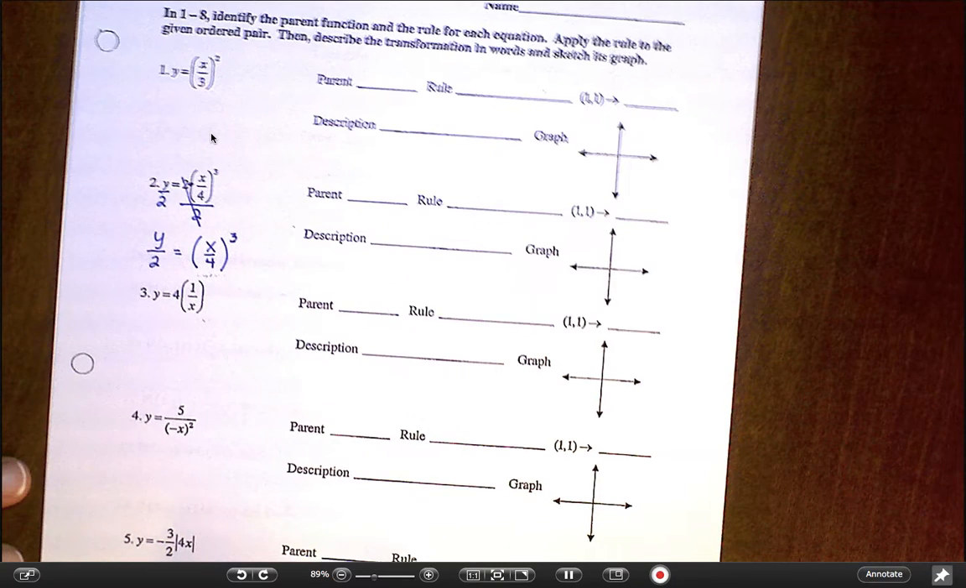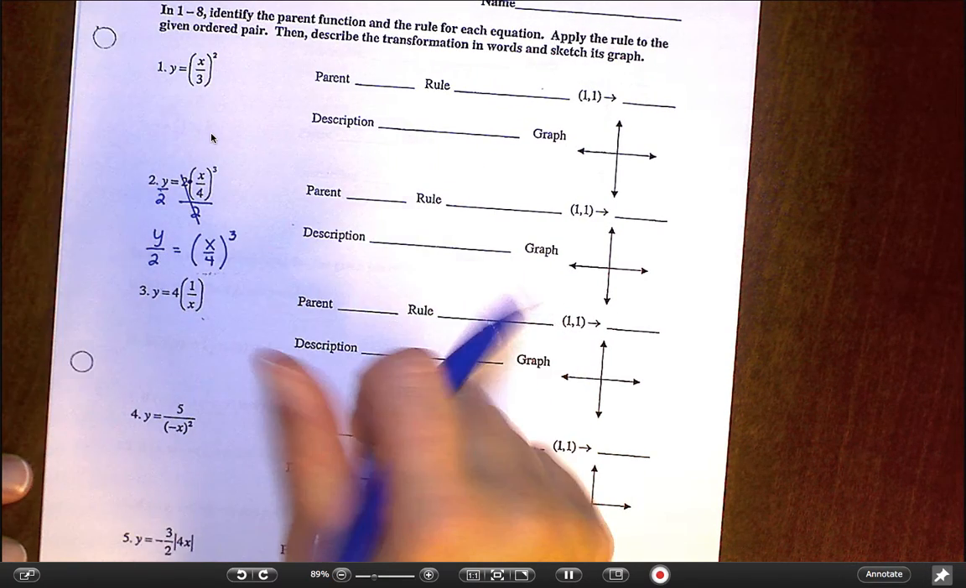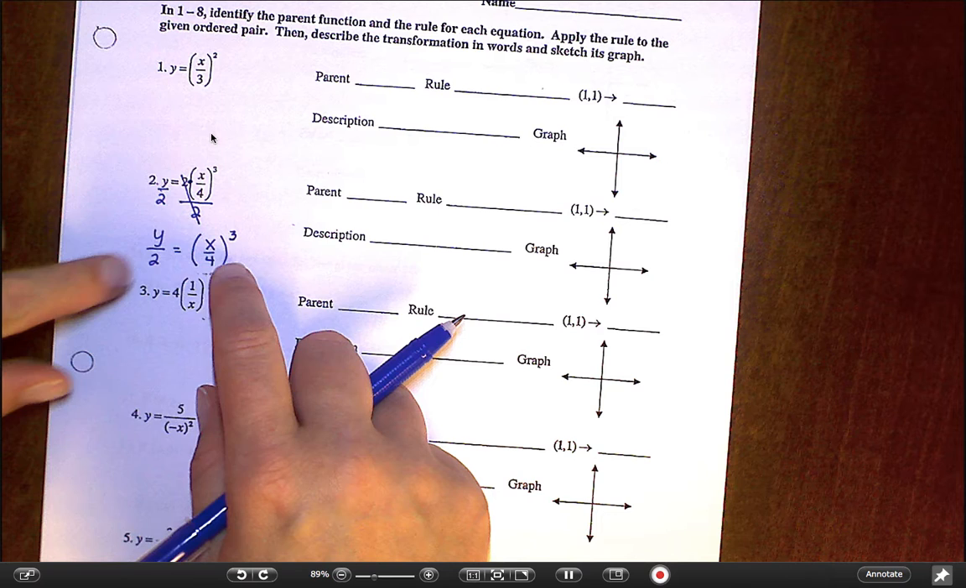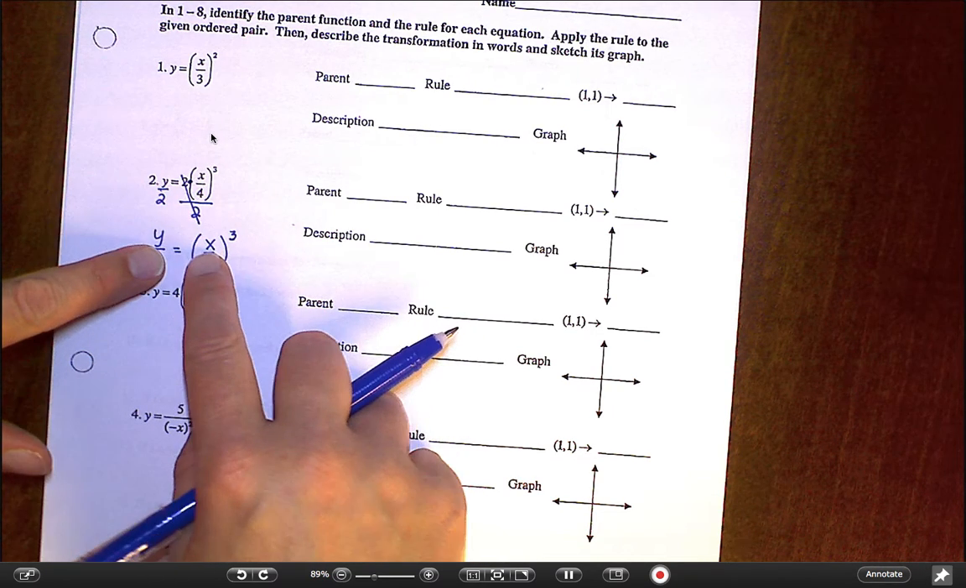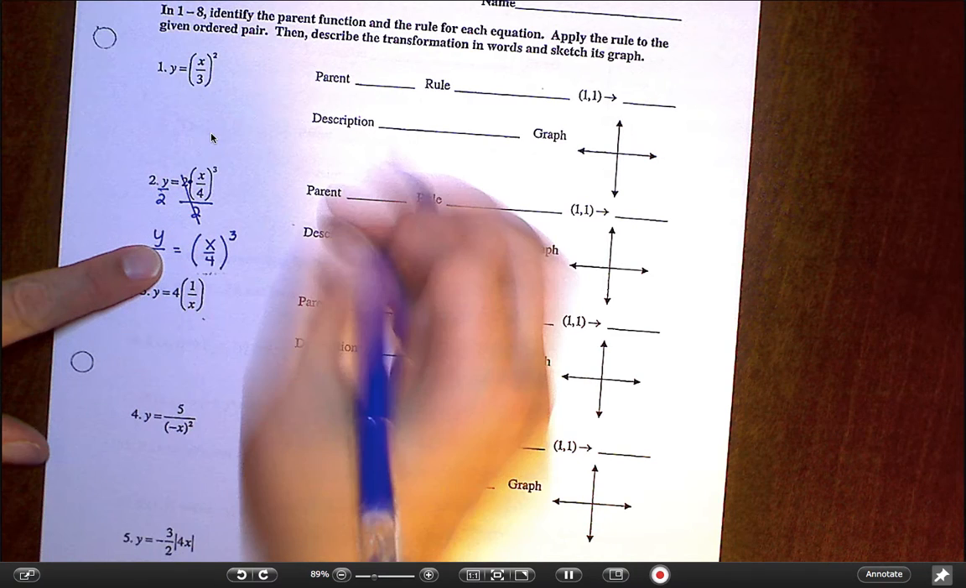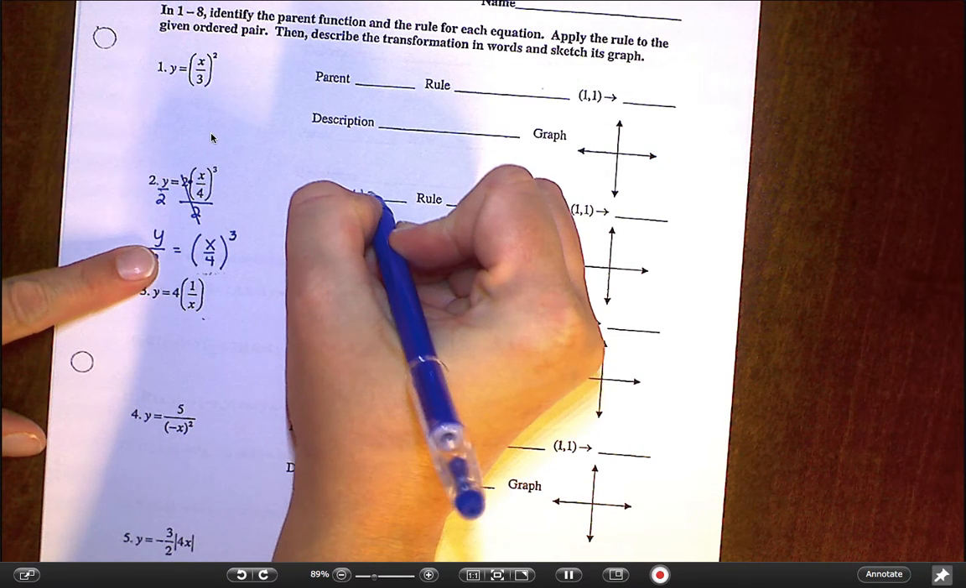Okay, so now when I go to fill this information out, first of all, parent function. For the parent function, get rid of all of your numbers that would indicate transformation. So that's the 2 and the 4. And so if you look, I'm left with just y equals x cubed as my parent function.